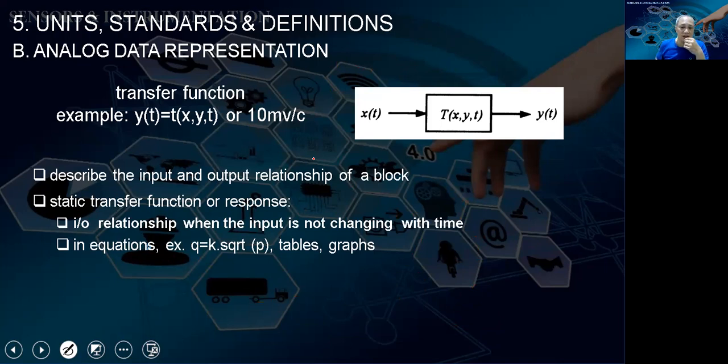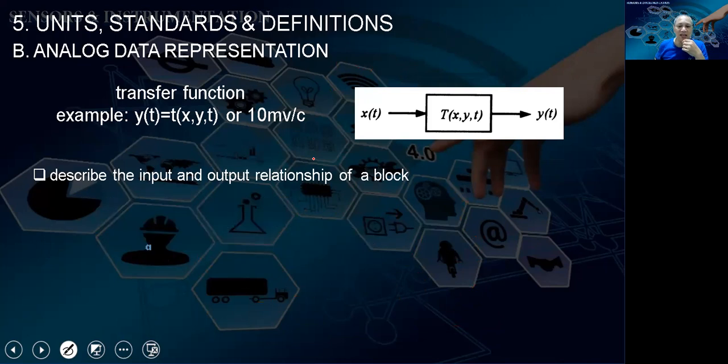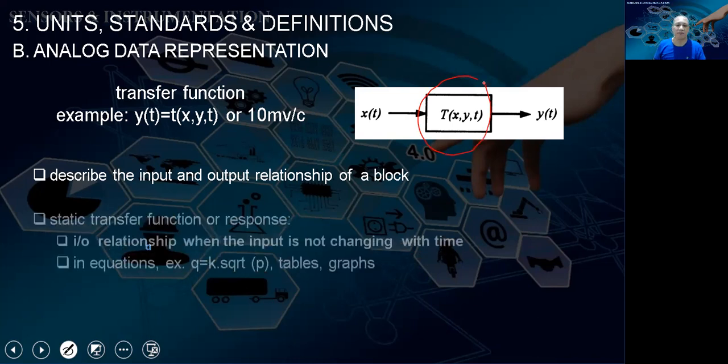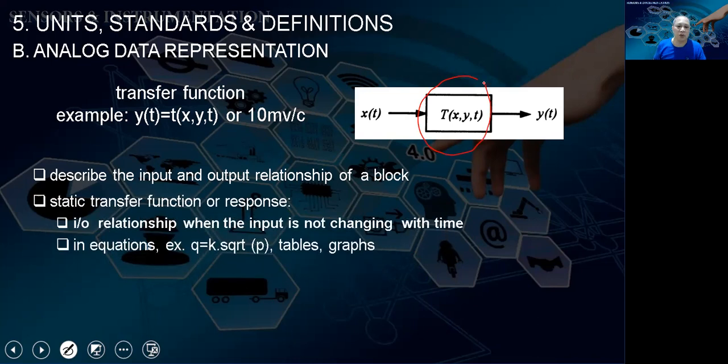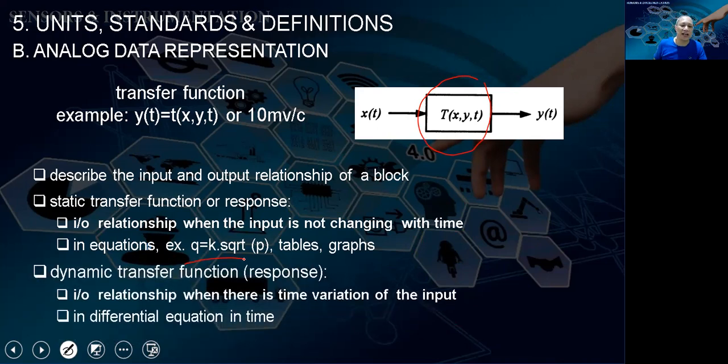Transfer function is actually what? Transfer function is describing the relationship between input and output. And then static transfer function, or static response, is the I/O relationship when the input is not changing with time. In equation, it can be like this: Q equals K square root of P. This is just an example, it doesn't really make sense. Dynamic transfer function response is the I/O relationship when there is a time variation of the input.